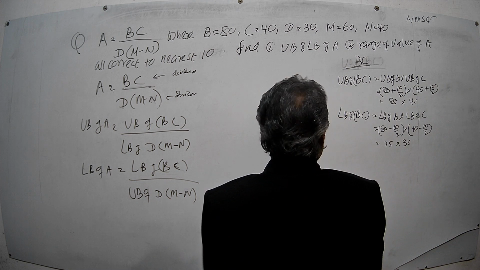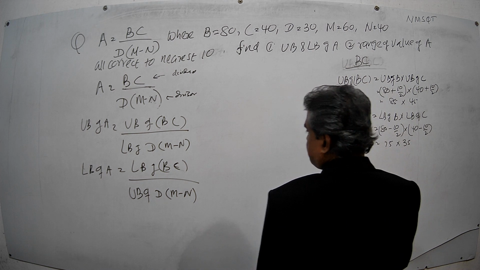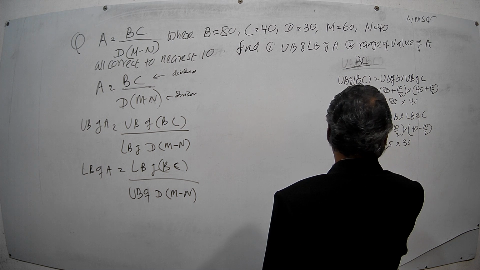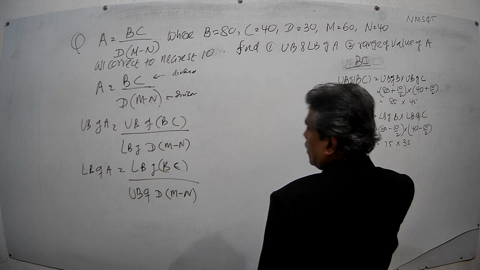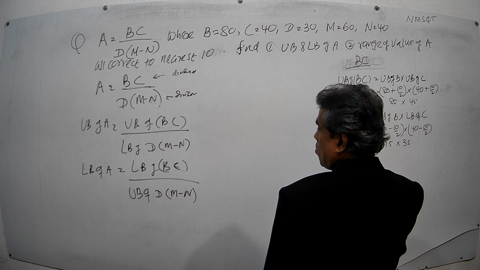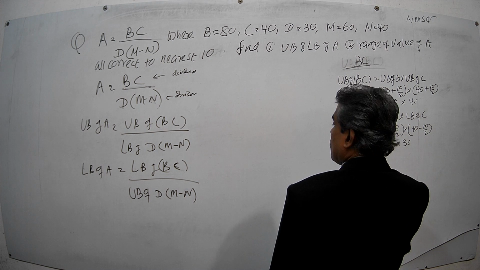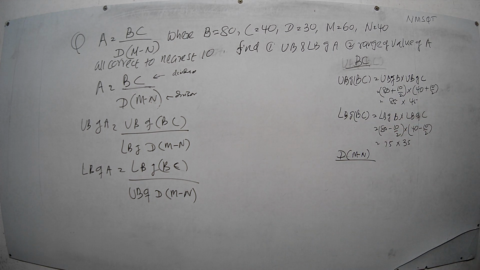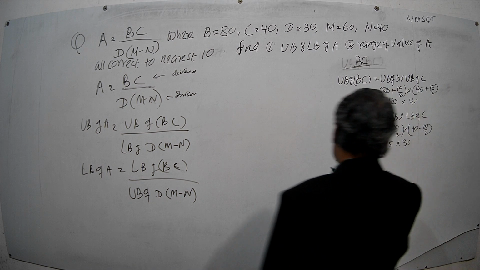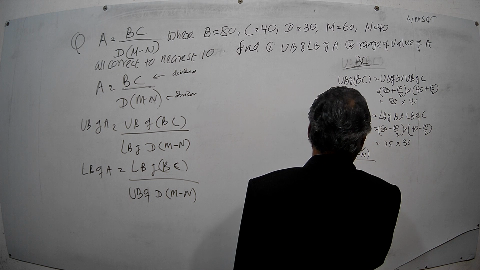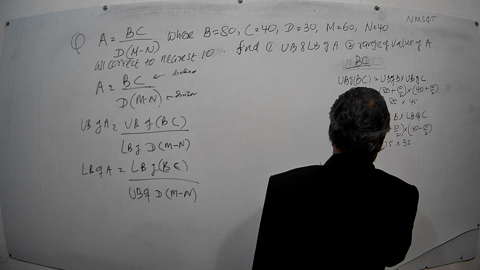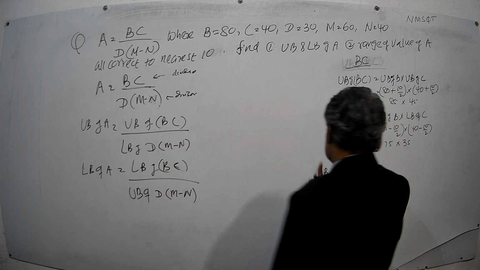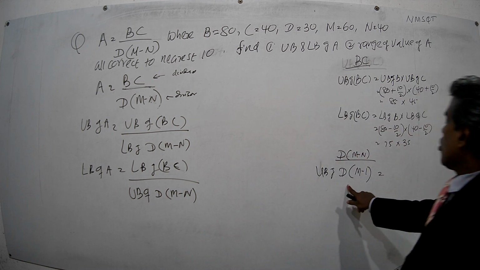Lower bound of this. In this case, D into M minus N. Right. Then you have to find the lower bound of this, lower bound of D into M minus N. Here also there is a product here. Then we'll find the upper bound first. Okay. Upper bound of D into M minus N.